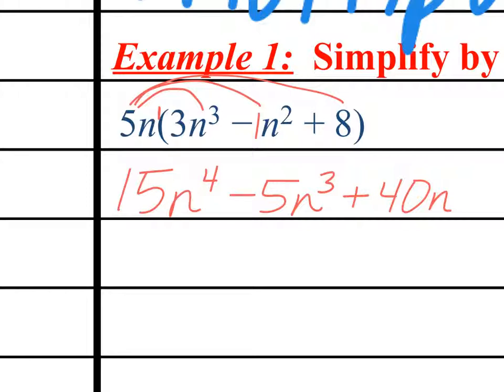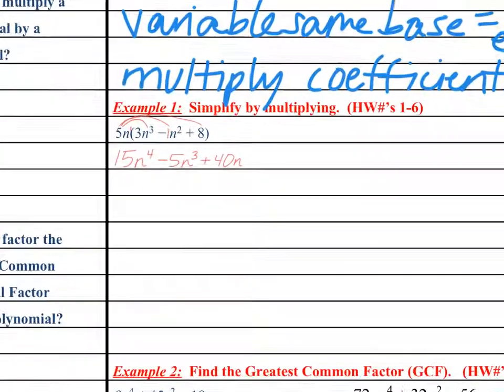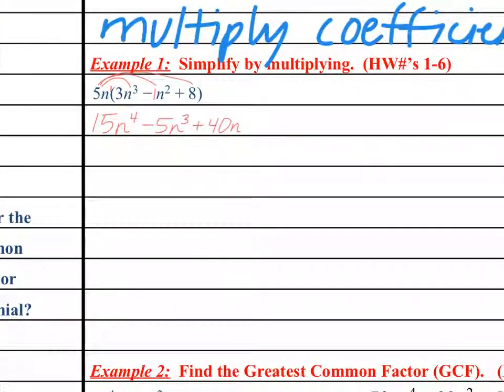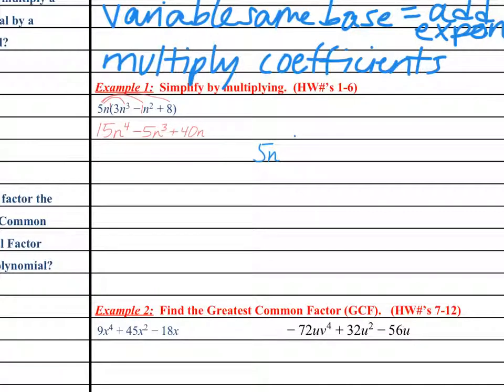Okay, if you prefer what we did yesterday, you could also make a box. This is like the box method, just like you did with lattice in elementary school. You can do the same type of thing. You could do 5n. You don't have to do this. I really don't care which way you do it though. 5n, and that would be multiplied by 3 terms. So put 3 boxes. 3n cubed minus n squared plus 8.